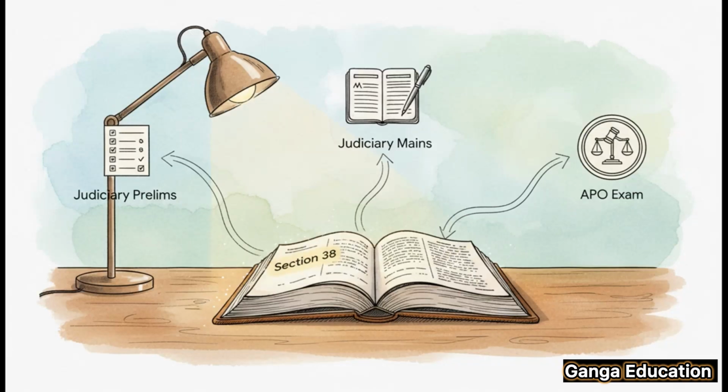Okay, so let's focus on why this matters for you. This section is extremely important for both judiciary prelims and mains. For prelims, you could get a direct question on the section number. For mains, they want to ask you to explain its key ingredients. And for the APO exam, you can definitely expect a direct question asking on what grounds a judgment can be challenged, so you must know this section well.